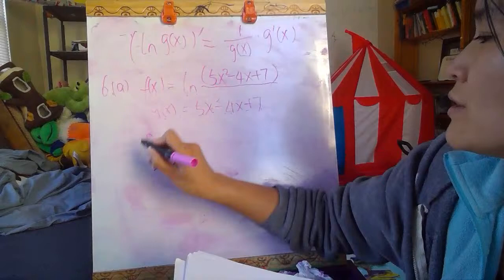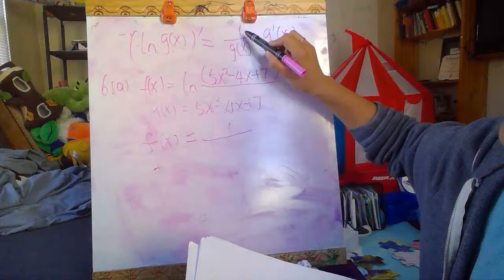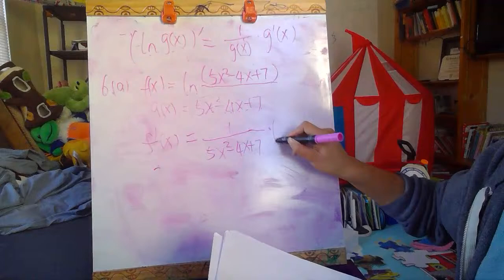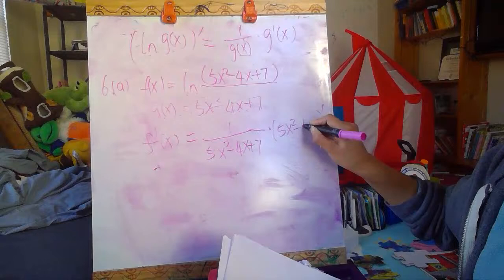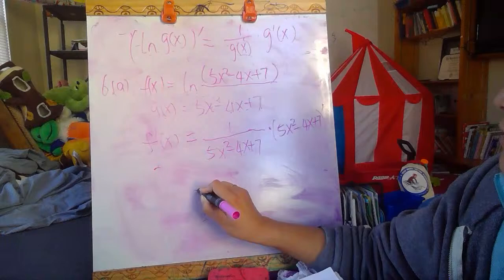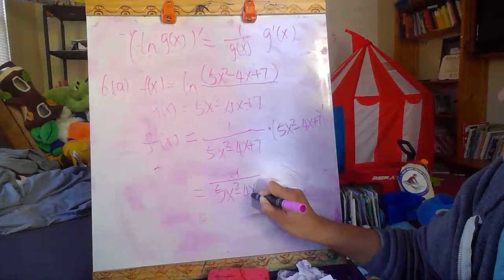So if we use this formula, f prime of x equals 1 over g of x. What's g of x? It is 5x squared minus 4x plus 7, times g prime of x. G prime means the derivative of this. Yeah? So, do you understand this? So now, this equals 1 over 5x squared minus 4x plus 7 times, what's this derivative?